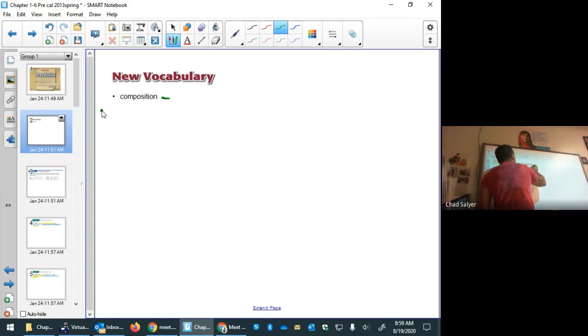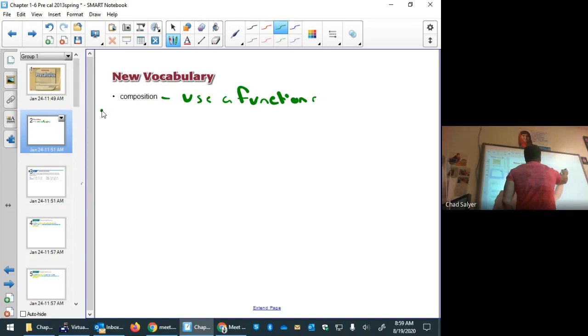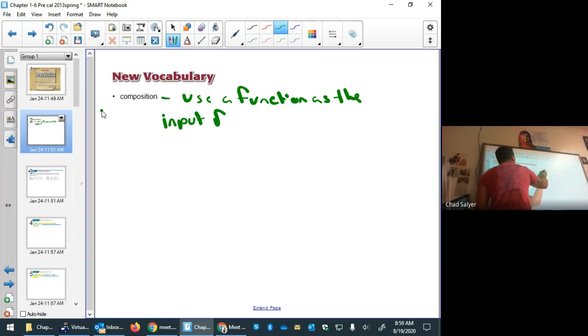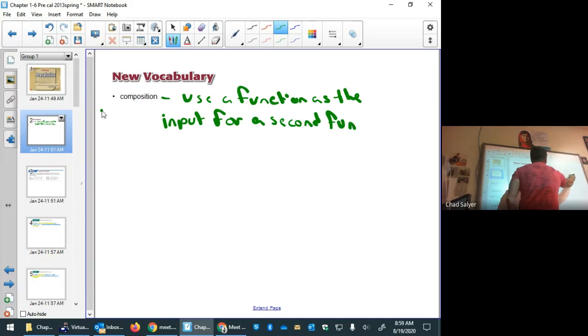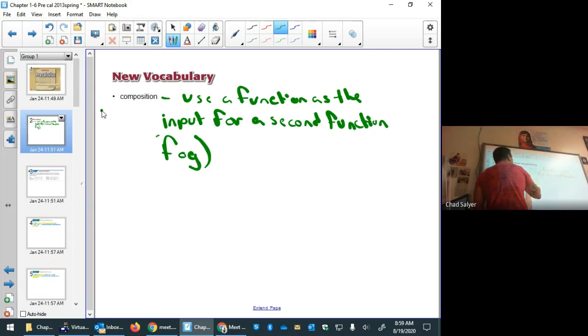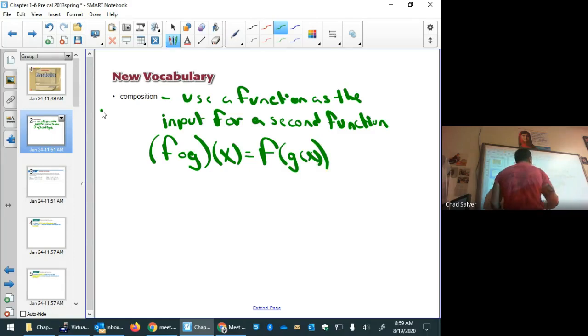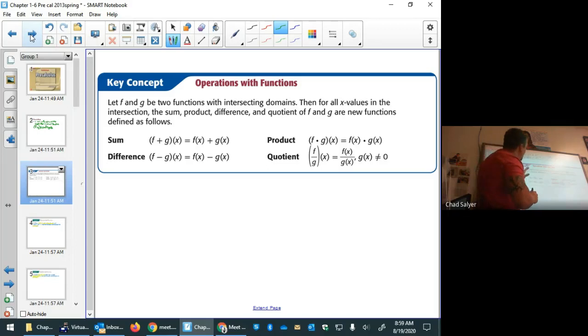So that is when you use a function as the input for a second function. And it looks like this. f of g of x equals f evaluated at g of x. So I plug one equation or one function in as the input to a second function. It's called composition.